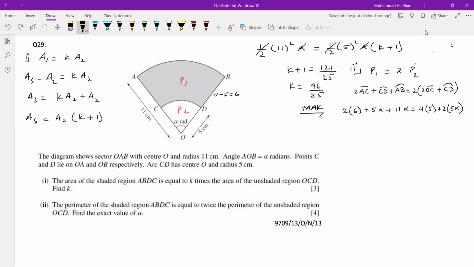ओके, 2 6 are 12 plus 5 alpha और प्लस 11 अल्फा, 16 अल्फा, इक्वल टू 5 4 जा 10 अल्फा, 10 अल्फा इधर आया तो 6 अल्फा, उधर गए 20 minus 12 is 8. The value of alpha is 4/3. Are you clear? Any confusion?